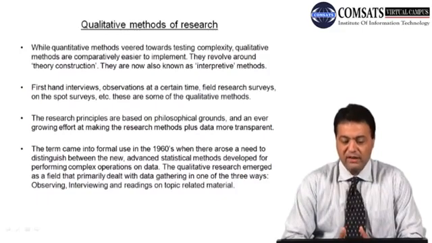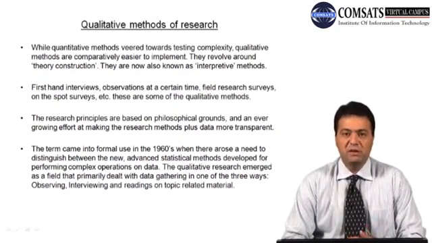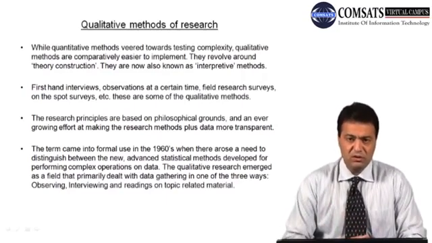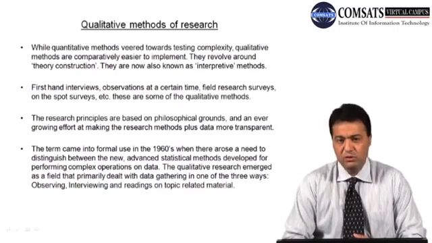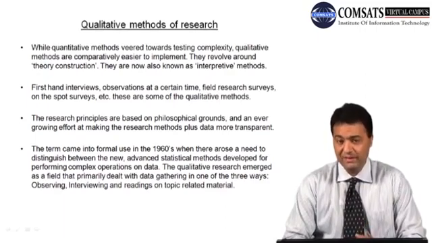While quantitative methods veer towards testing complexity, qualitative methods are comparatively easier to implement. They revolve around theory construction. They are also known as interpretive methods. They were initially thought of during the 50s and 60s, when they came around and got to be used extensively in many fields. They were just known as qualitative methods of research, but now they are also known as interpretive methods of research.